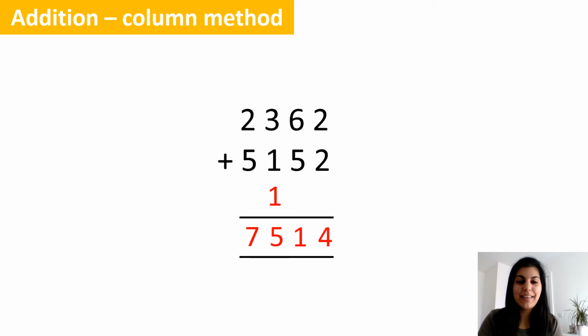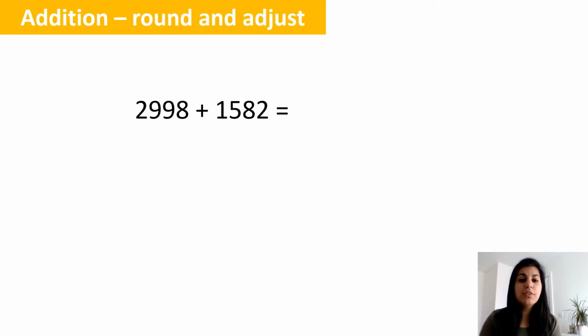Hopefully you managed to get that correct, because we're going to move on to our next strategy for addition, which is rounding and adjusting. So rounding and adjusting is really useful for using when one of our numbers is really close to a multiple of 10, a multiple of 100, or a multiple of 1,000.